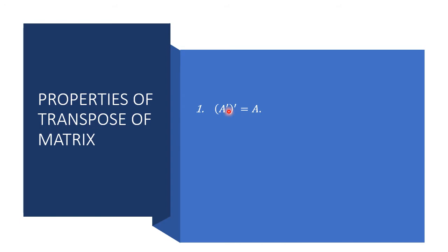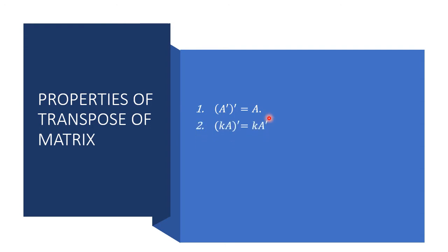A transpose means we have to convert all the rows into columns. Again taking the transpose, we are converting the rows into the columns again. So what will happen? You are getting the same elements as you had earlier. So A you will get back. So the first property is: the transpose of the transpose of A is equal to A.